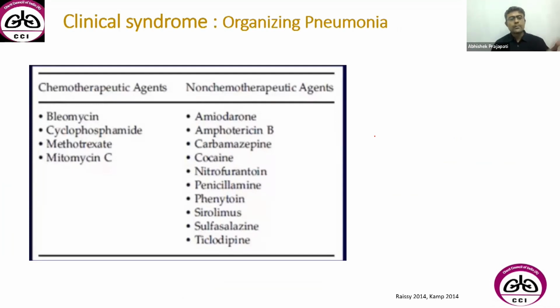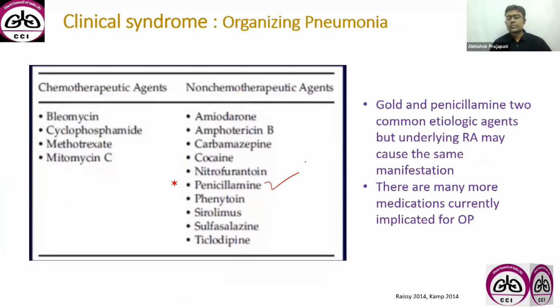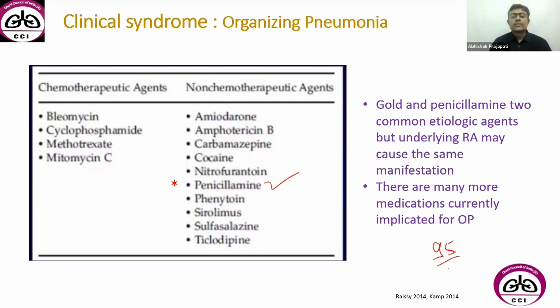These are the drugs, chemotherapeutic as well as non-chemotherapeutic, which may lead to this kind of injury. The most common one is penicillamine. In the ancient world, gold and penicillamine were the two most common allergic agents which led to this type of injury, but now gold use is very minimal. But in the latest Pneumotox website, around 95 drugs have been mentioned which lead to this type of injury.